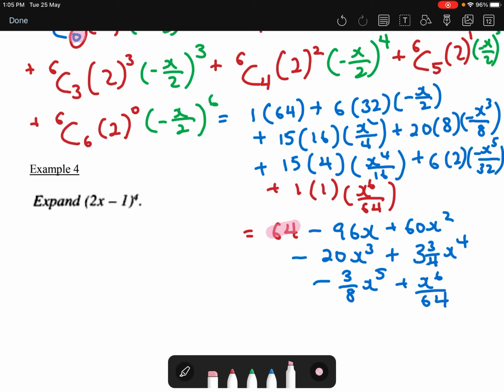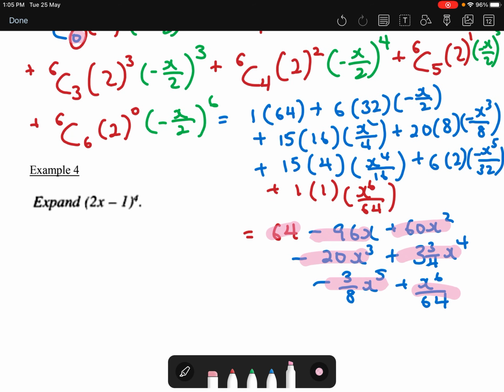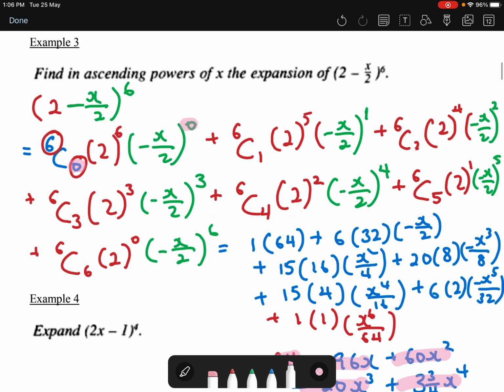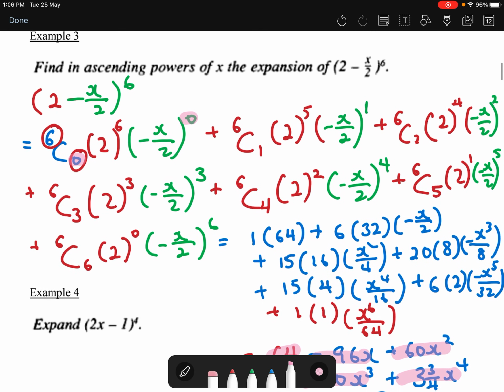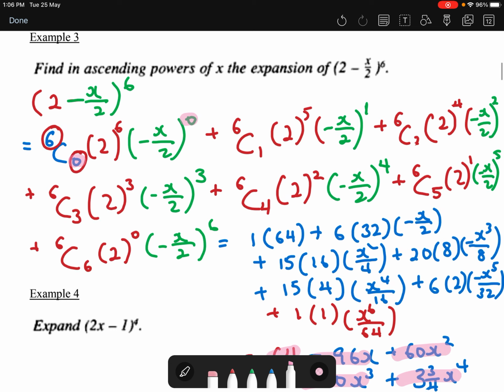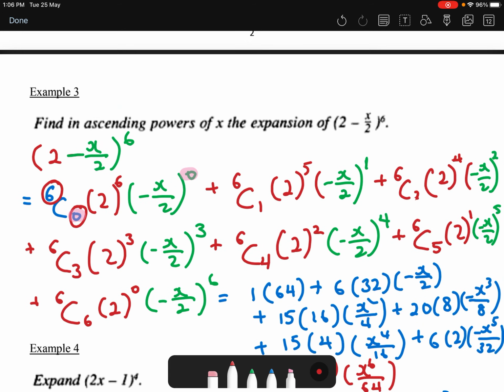First term, second term, third term, fourth term, fifth term, sixth term, seventh term. You'll notice that this is in ascending order, from x to the power of 0, x to the power of 1, x to the power of 2, and so on until x to the power of 6. So we fulfill their requirement, which is ascending order.